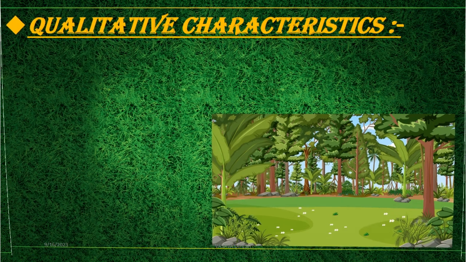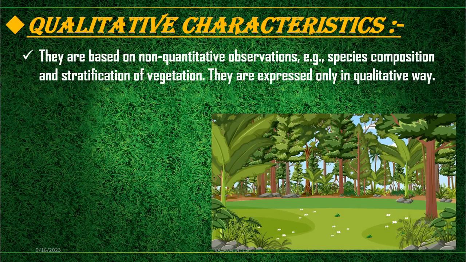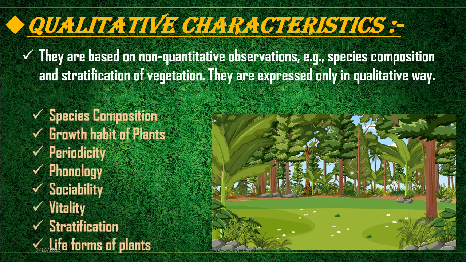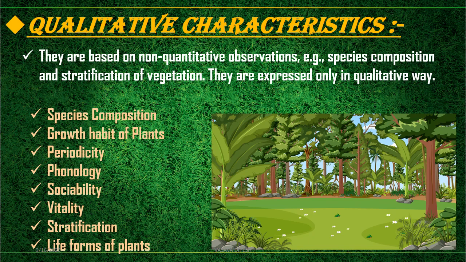Number 1 is qualitative characteristics. They are based on non-quantitative observations, example species composition and stratification of vegetation. They are expressed only in qualitative way. Species composition, growth habit of plants, periodicity, phenology, sociability, vitality, stratification, life forms of plants.